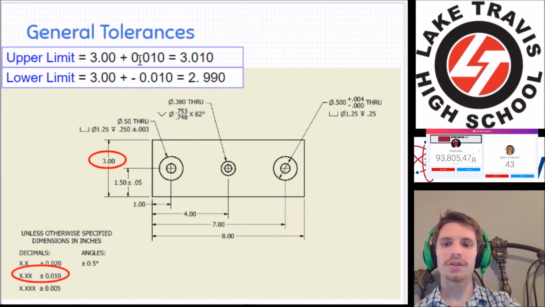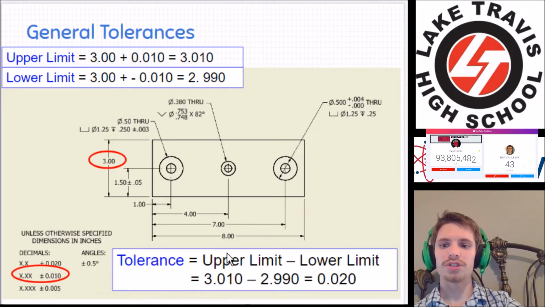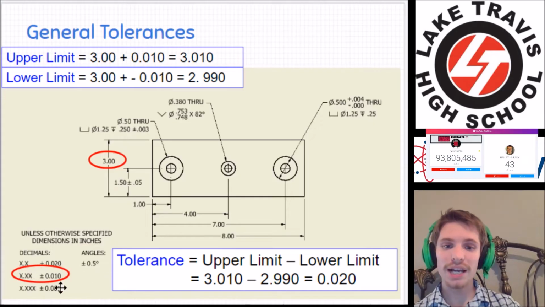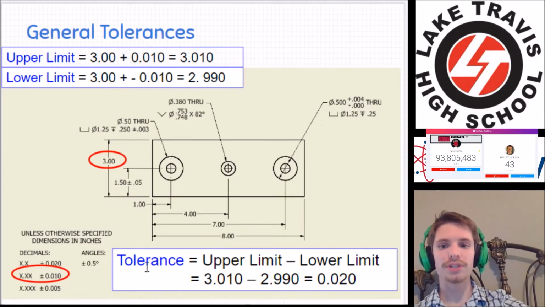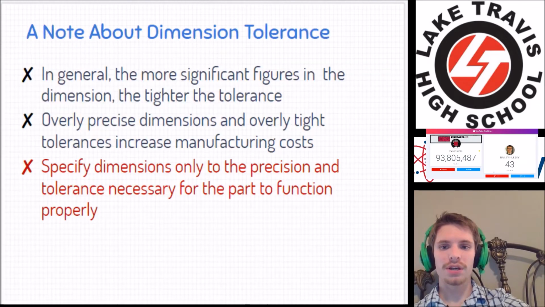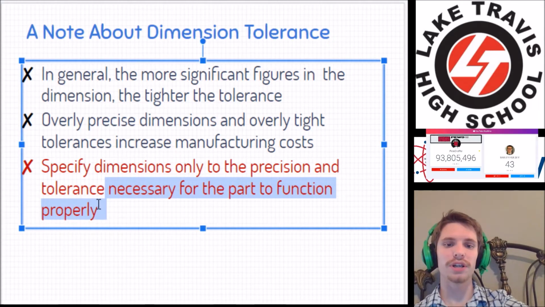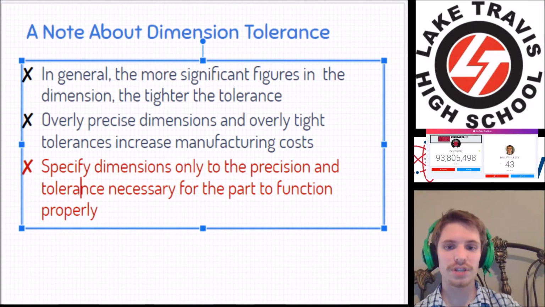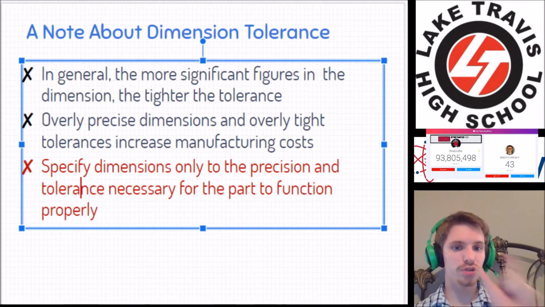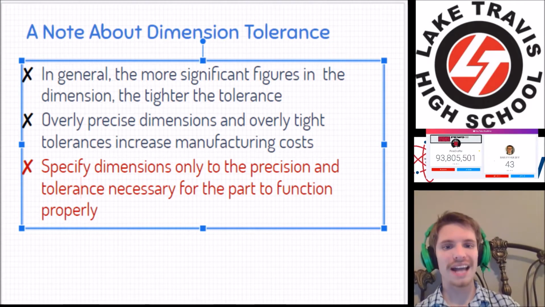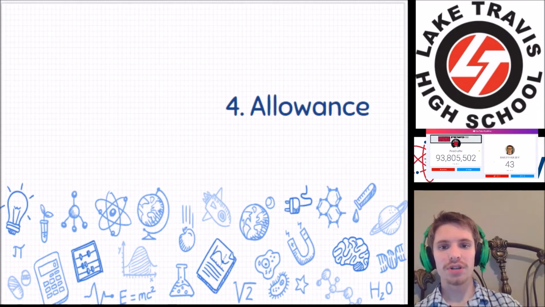Now find me the tolerance. Pretty easy, just subtract upper and lower, and you get 0.02. Here's a shortcut. If you have a bilateral tolerance, you can just double it to find the numeric value of the tolerance. Okay, another note, only specify dimensions to the precision and tolerance necessary. Like I said before, if you specify a tolerance that's too small or too tight, too precise, you will hike up your costs unnecessarily.